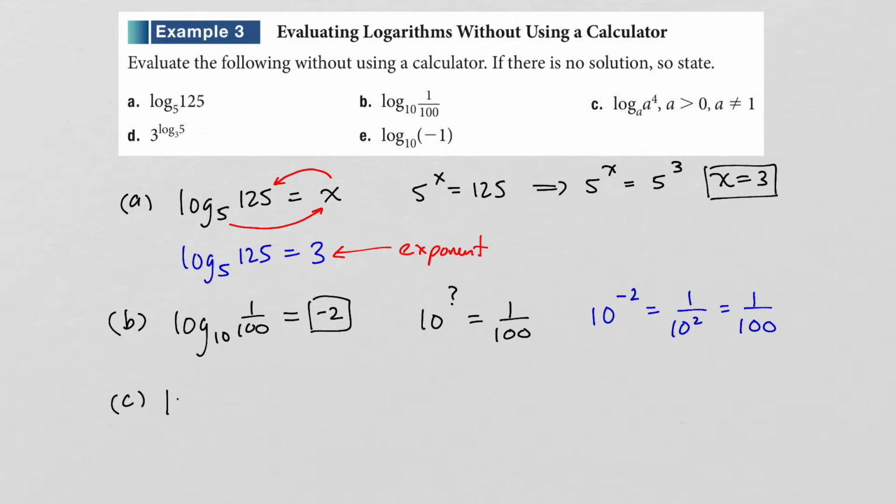For the next one, we have log base a of a to the 4th power. And we want to know, what does this equal? Well, once again, this is going to equal something such that when you take this base and you raise it to this power, you are supposed to get this number. So this quite simply means a to what power is equal to a to the 4th? Well, 4, right? Because a to the 4th equals a to the 4th. So again, we can deduce just by simply knowing the definition of a logarithm that this must be equal to 4.